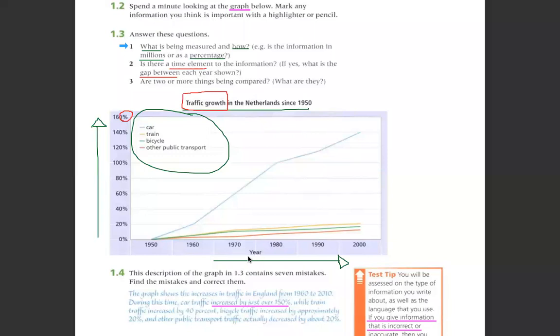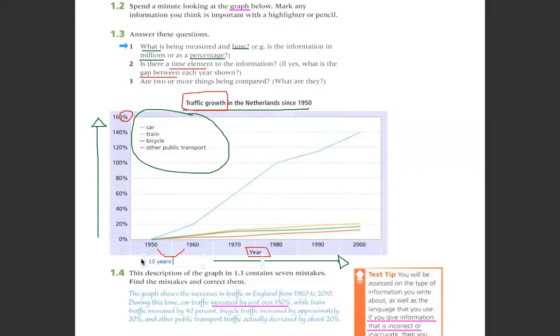Okay, so it says the word year. So we know that yes, there is a time element. Can you please type in the chat box, what is the gap between each time element? So if you're not sure, look at what is the gap between this year and this year. Okay, great. So it's 10 years.